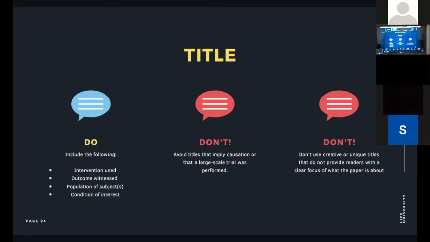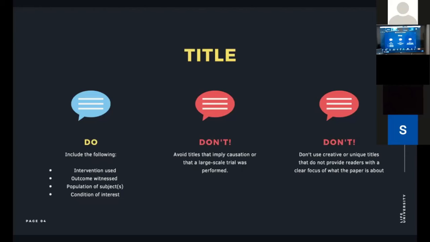So a big don't with the title, as mentioned previously in another presentation, you never want to imply causation, because we have to remember that we are in fact doing a case report or case study. This is not a randomized controlled trial. So our title cannot say that we 100% found this. It cannot be generalizable. We don't want to imply that also, because we don't want people to read our title and think that it is an RCT. So we want to make sure our title makes it pretty clear that it is just a case study.